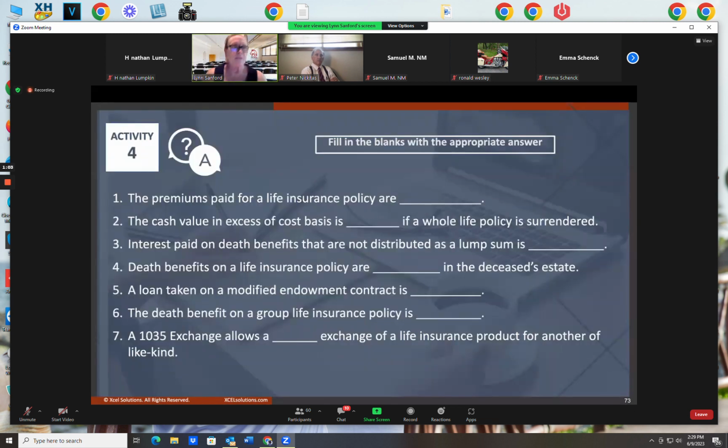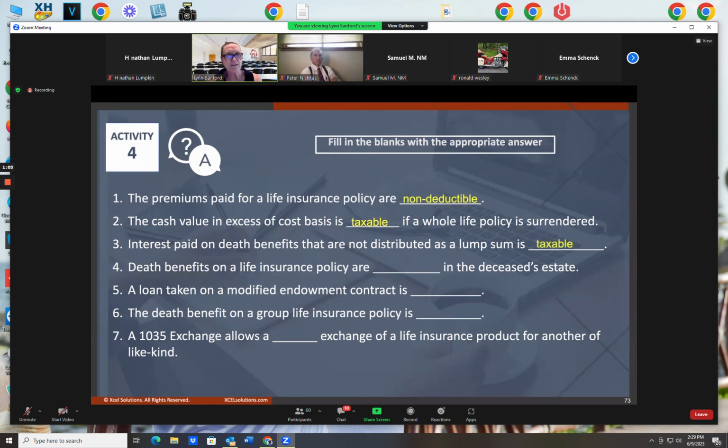All right, now we're going to play fill in the blank. Fill in the blank with the appropriate answer. The premiums paid for life insurance policies are not tax deductible. No, they're not. They're not tax deductible at all. It's all after tax money. Cash value in excess of cost basis is taxable if a whole life policy is surrendered. Interest paid on death benefits that are not distributed as a lump sum is taxable.